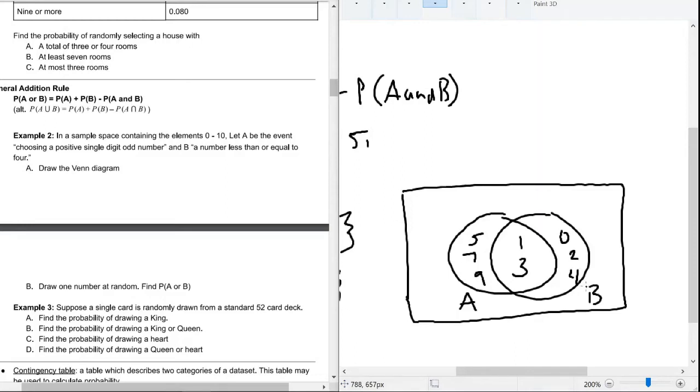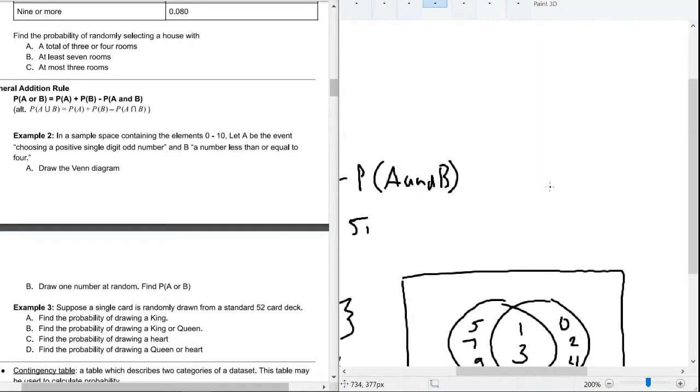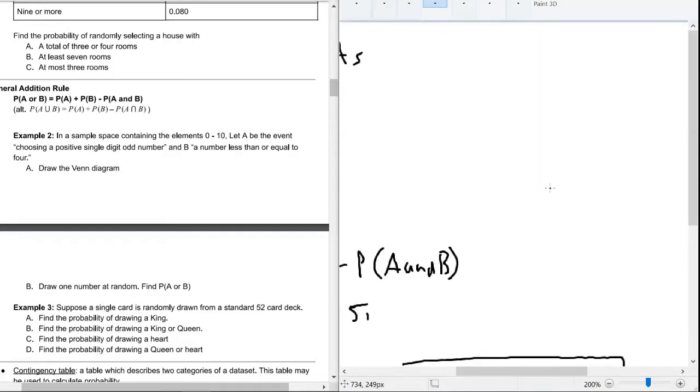But now, in part B, we're asked to draw one number at random. Find the probability of that number coming from A or B. So we have the keyword OR. And the keyword OR has two formulas. Keep that in mind.